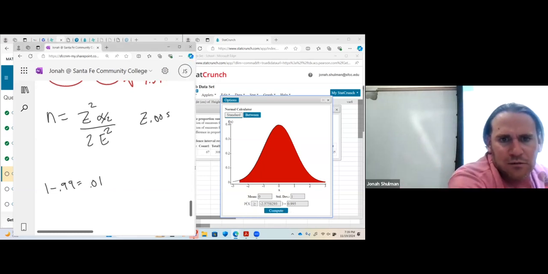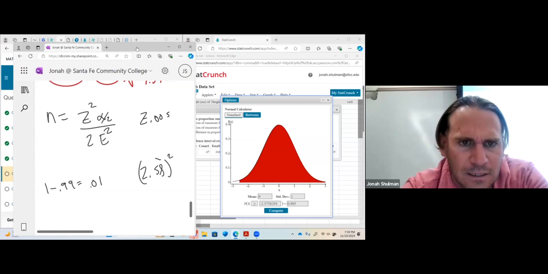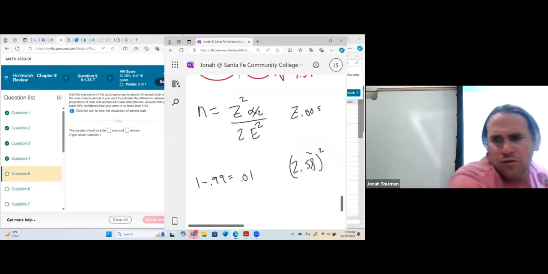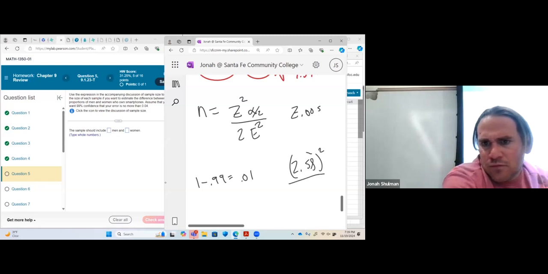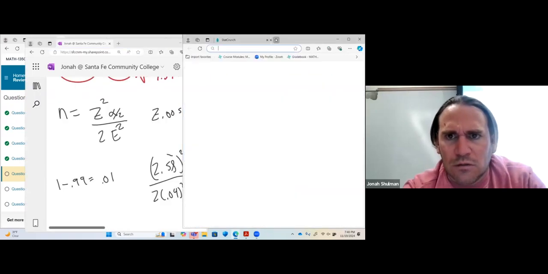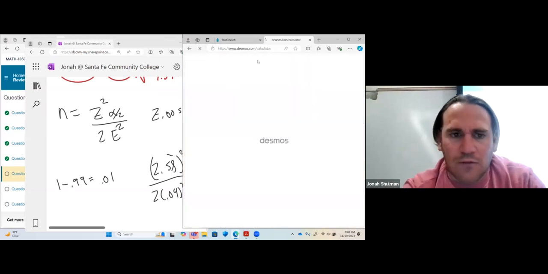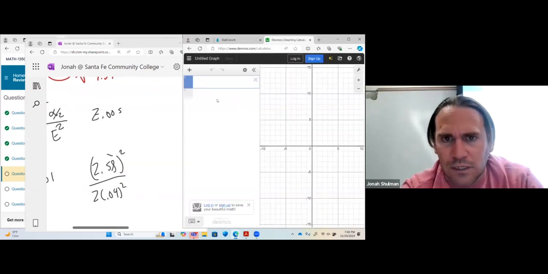So I need 2.58 squared. All right, now what else do I need? I need an error which is no more than 0.04. So I have to do 2 times 0.04 squared. I'm just going to put this into Desmos, graphing calculator, so my brain doesn't hurt. So I think this is the right answer.